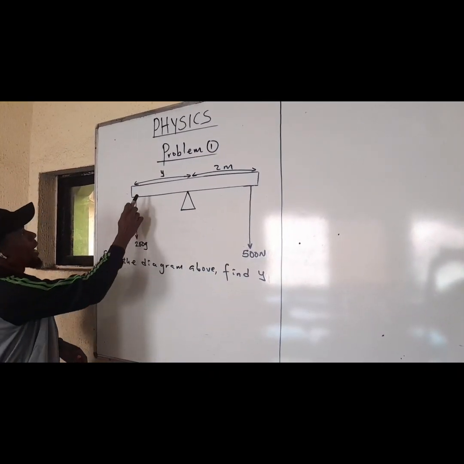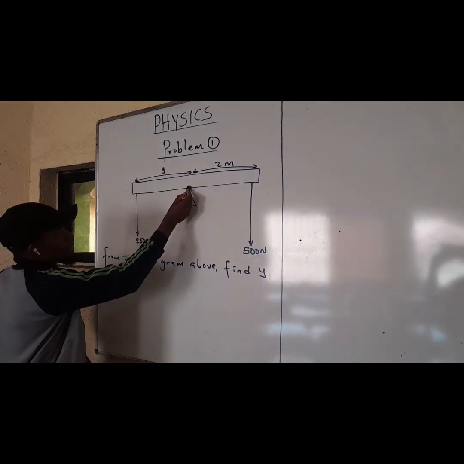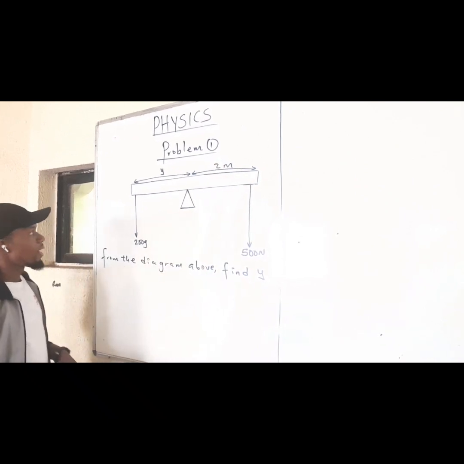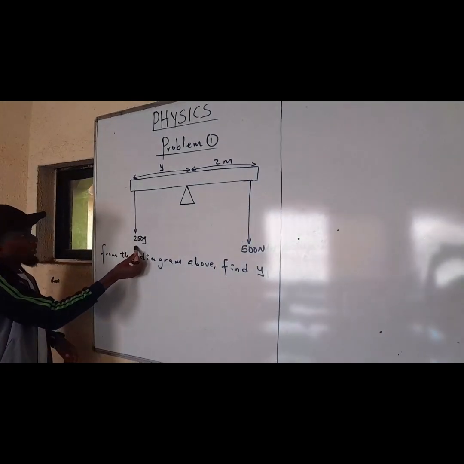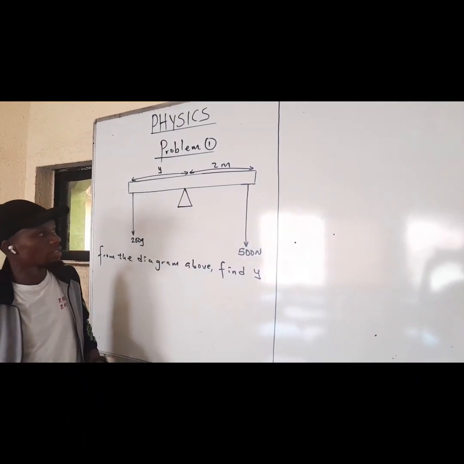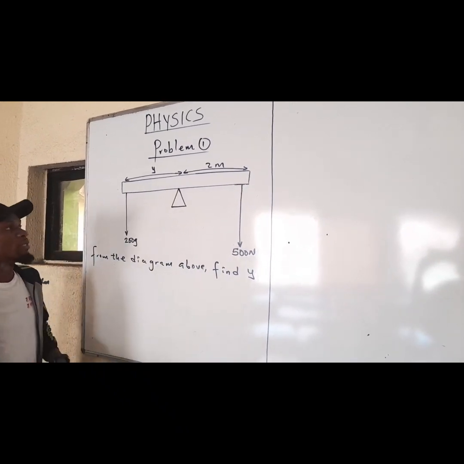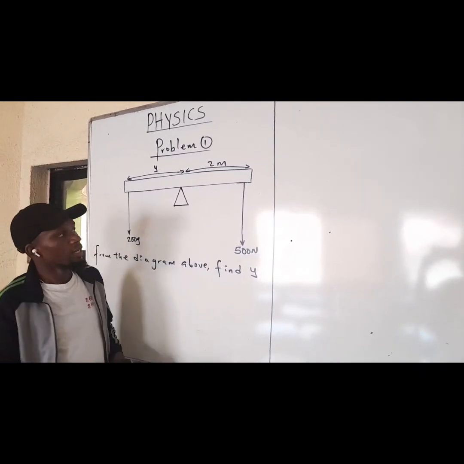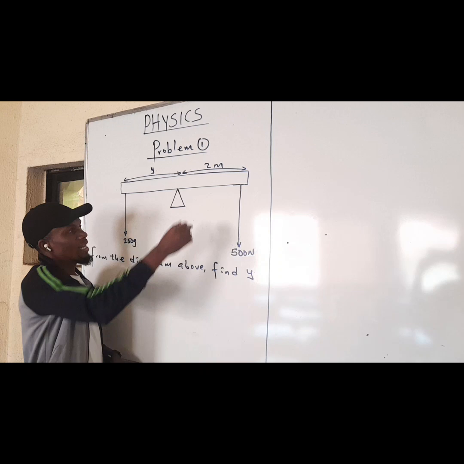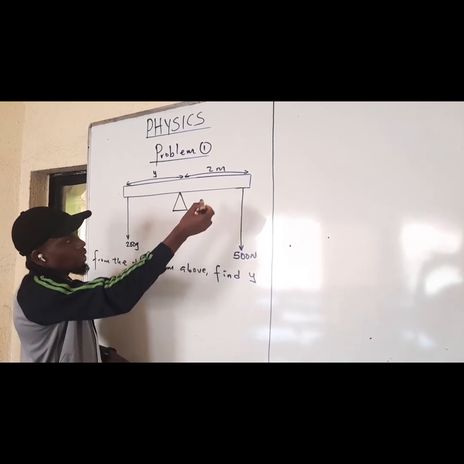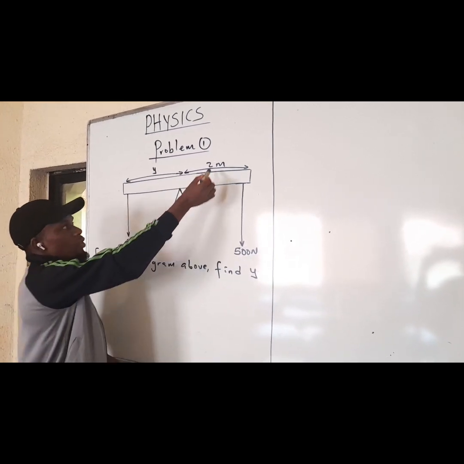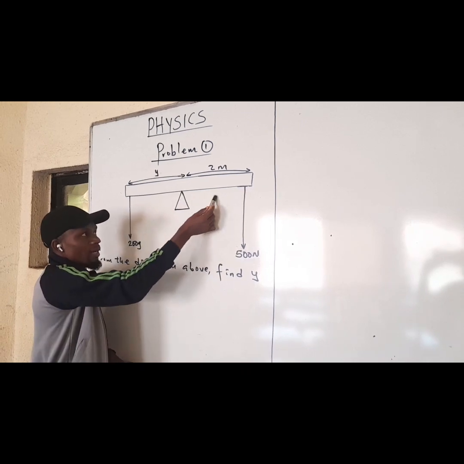As you can see, from this point to this point is Y. From this point to this point is 2 meters. This is the mass being hung on the meter rule, and this is the 500 Newton force that is also hung on the meter rule. Hint number 1: if there is any distance here, you don't make use of it, but you make use of the one after the force, which is closer to the knife edge. Like this 2 meters, from this point to this point. That is exactly what I'm going to use.